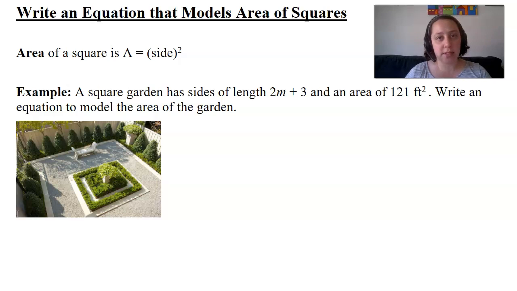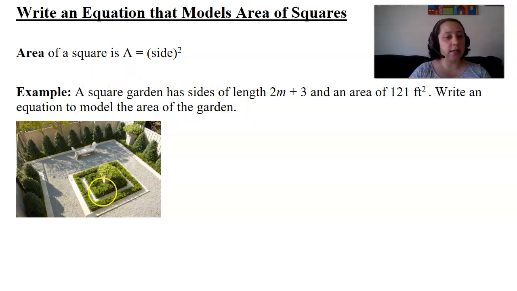So an example of this type of question is, a square garden has sides of length 2m plus 3 and an area of 121 feet squared. Write an equation to model the area of the garden.